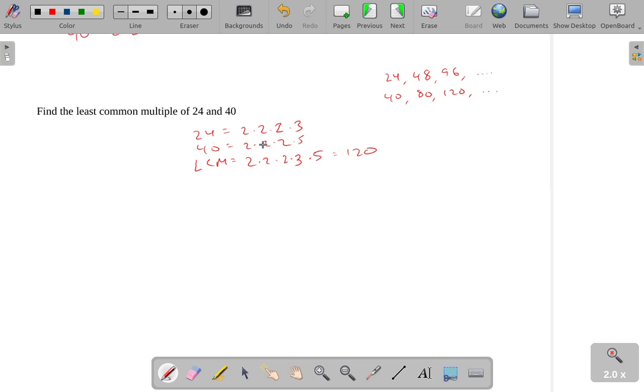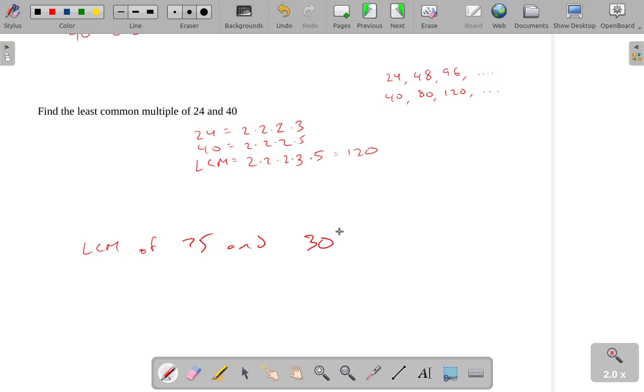You look at their prime factorizations. So let's do another example. Let's do the LCM of 75 and 30. First off, I'm going to figure out what each of their prime factorizations are. So 2, 3, 5, 7, 11, 13, and so on. That's my list of prime numbers, just on the side there so I can refer to it.